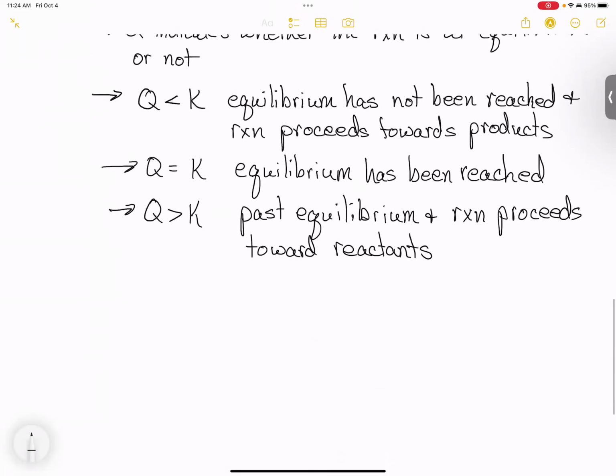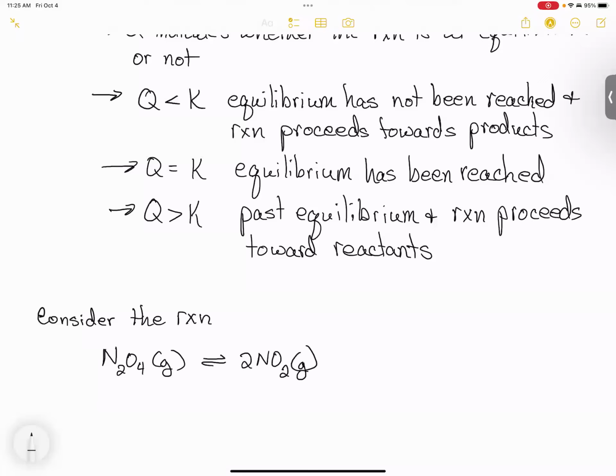Let's look at one of these. So consider the reaction N2O4 gas goes to make 2 NO2 gas with a Kc of 5.85 times 10 to the negative 3.